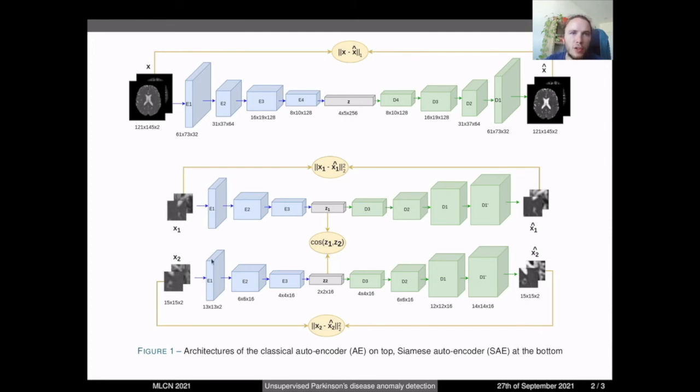This one, at the bottom, takes as input smaller patches of images, compresses them and tries to reconstruct them. Also, it is a Siamese neural network, meaning patches that are close in the brain will be enforced to be close in a latent space. We can then get some anomaly maps by computing the reconstruction error.